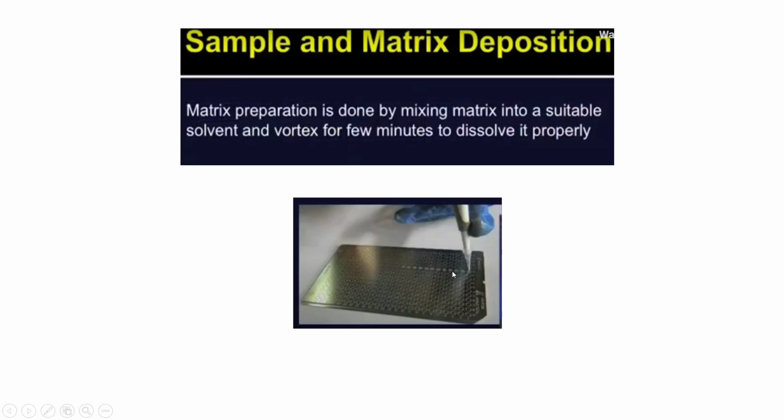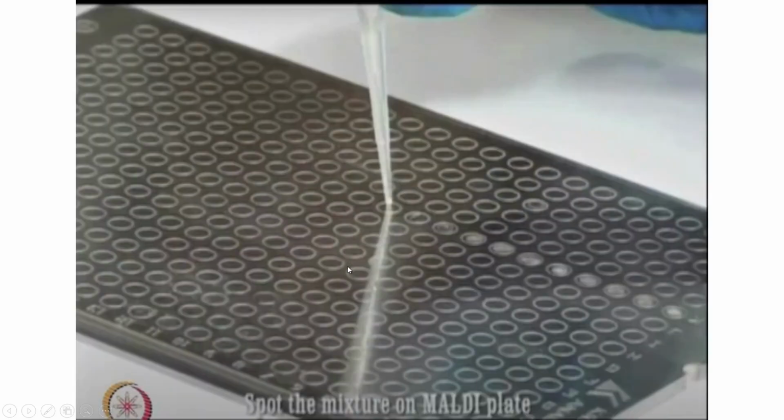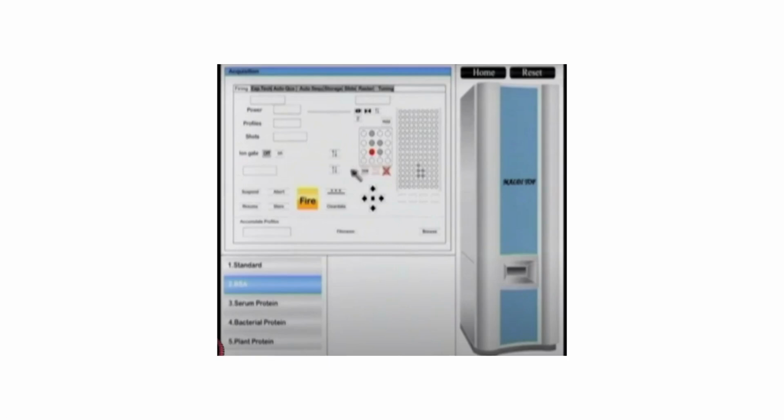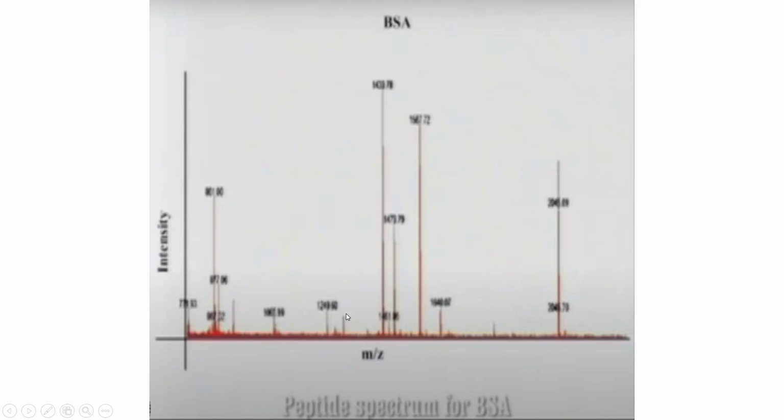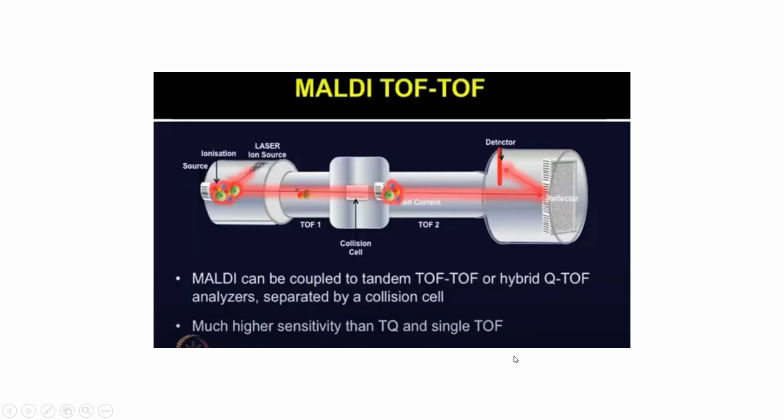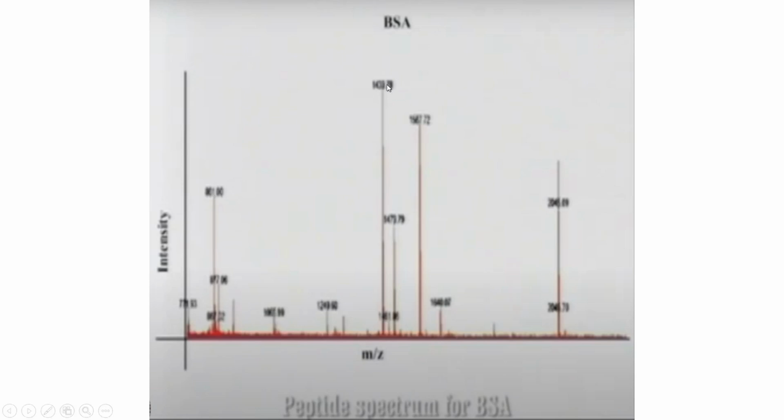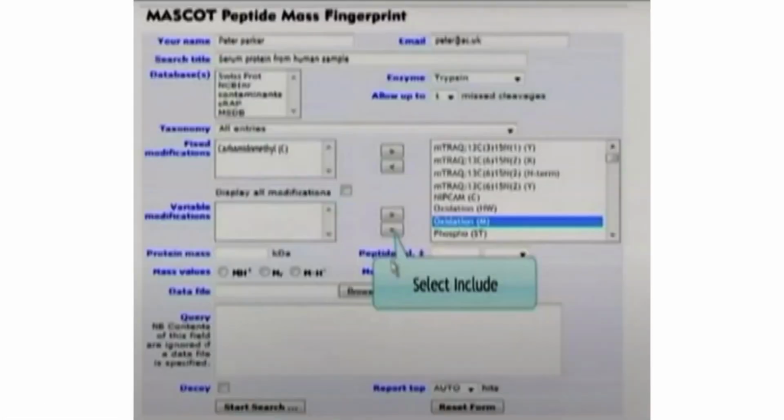Then you will add the samples like this. Each spot will have each sample. Then you will set the parameters in the MALDI-TOF machine, and then you can run the sample. That's how the peaks will be generated, of different specific mass to charge ratios. Then using these mass to charge values, you can come to a conclusion that this might be the specific protein which is present, using the standards.